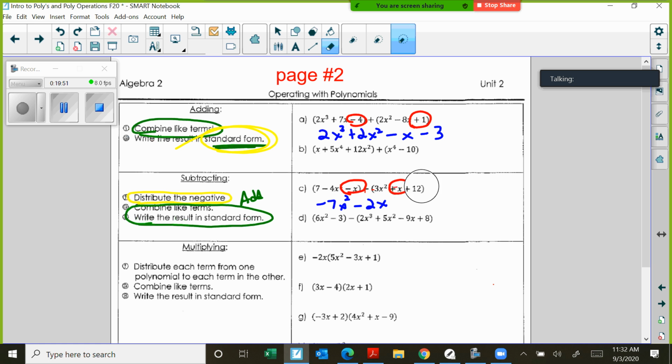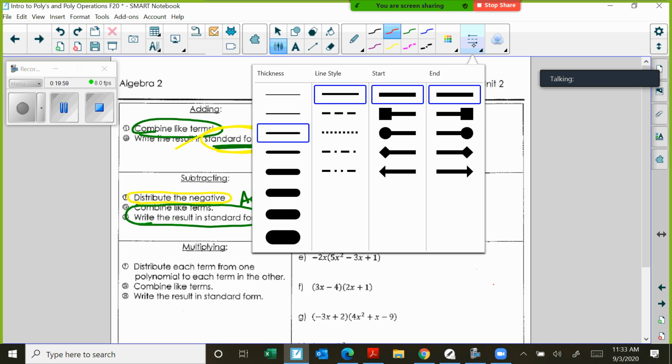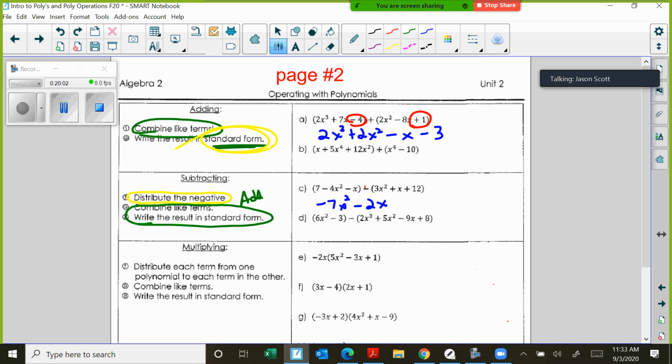Oops, I kind of erased too much there, guys. So I gotta get my signs back in there. All right. So then I've got a 7 and a negative 12. And together, 7 minus 12 is negative 5. And that's the answer to the subtraction. It has been combined, and it's in standard form, which says the exponent decreases. We start with the highest of 2, and we go down from there.